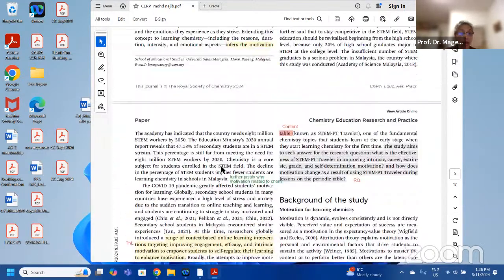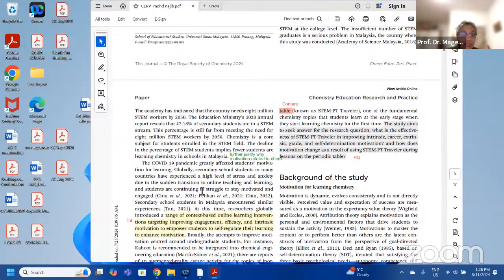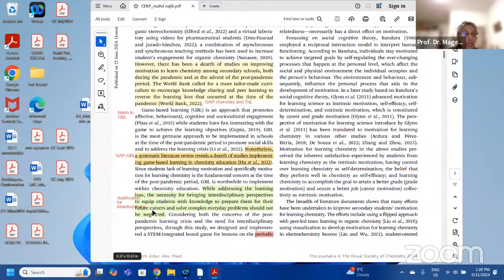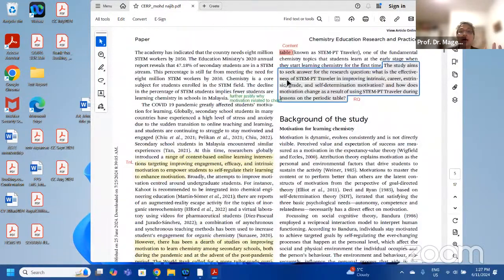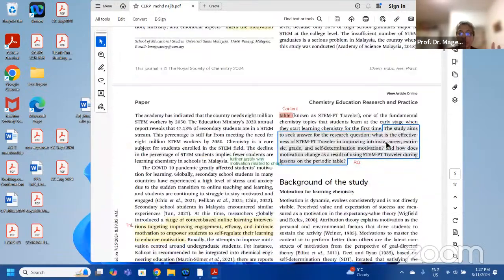So if you see here, there are at least 4 research gaps in the introduction which I have highlighted. First research gap is the motivation. Second research gap is the game-based learning. Third research gap is on the STEM. And fourth research gap is on the periodic table. You see? And all these research gaps appear in the title: STEM PT Traveler, game-based approach, periodic table, motivation. All this appears in the title, and finally, I end the introduction with: what is the effectiveness of STEM PT Traveler in improving intrinsic, career, extrinsic, grade, and self-determination motivation.